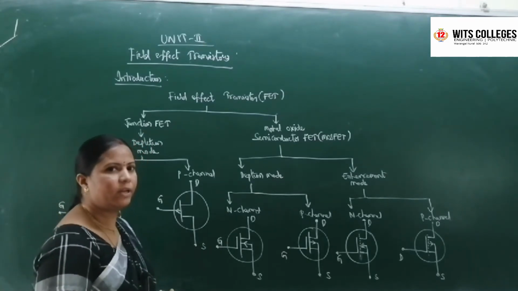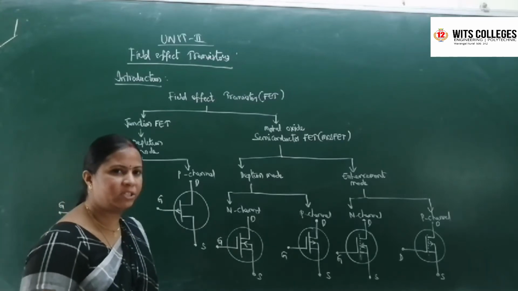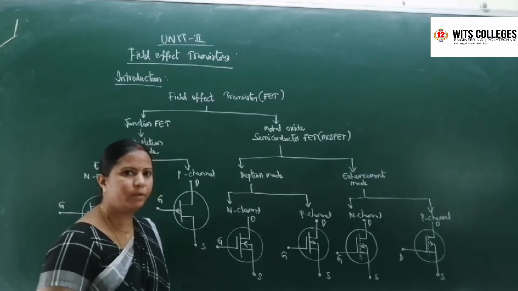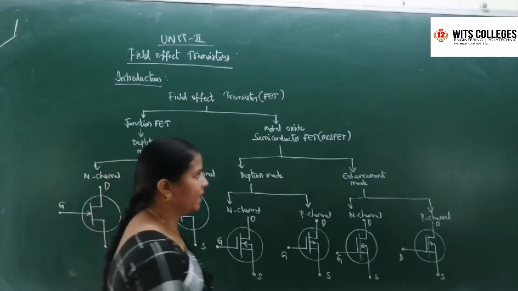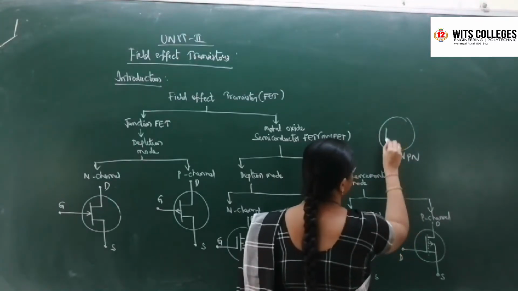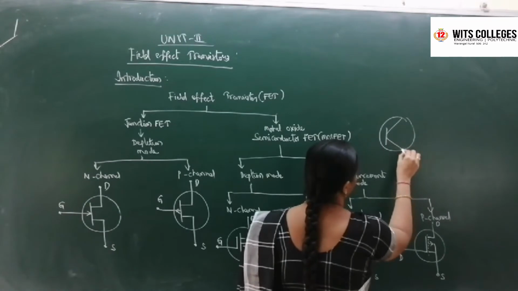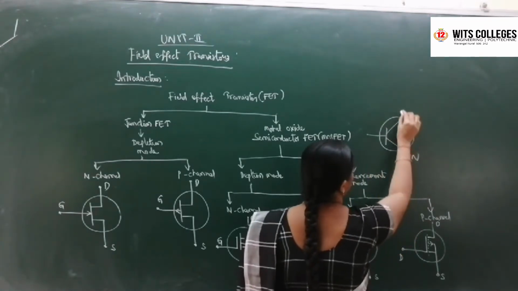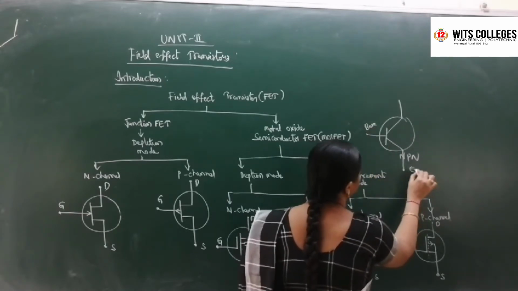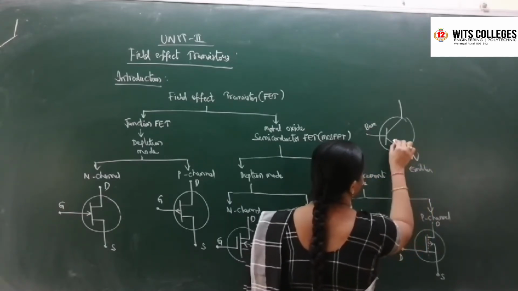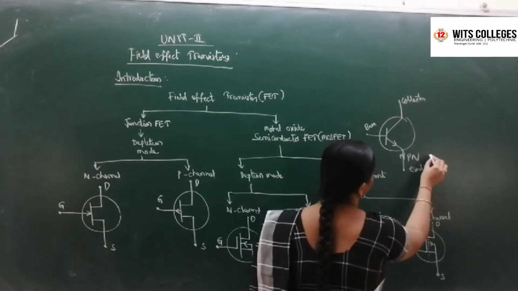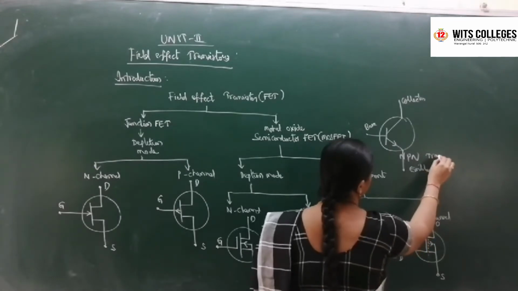Coming to the bipolar junction transistor, or BJT, you have three terminals: base, emitter and collector. This is the NPN transistor symbol, with base, emitter and collector. This is the symbol of the N-channel NPN transistor.